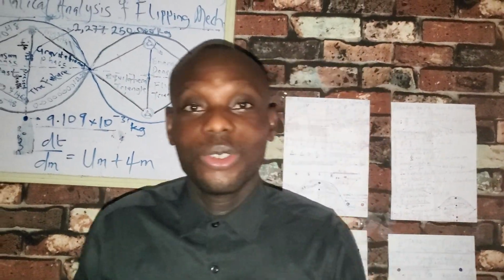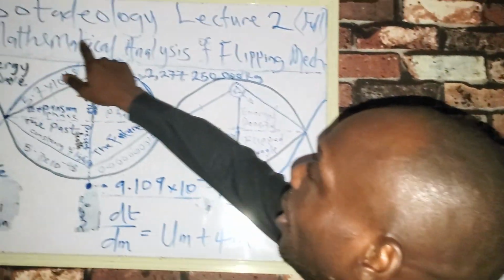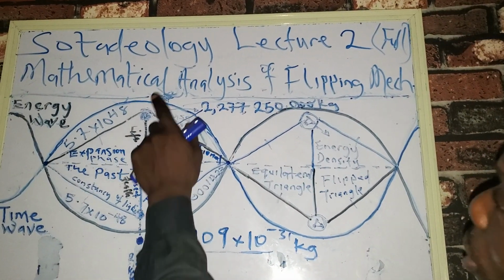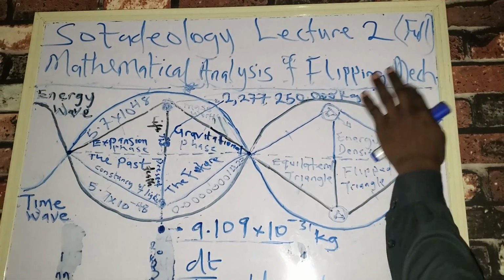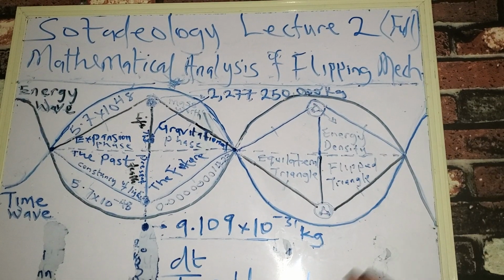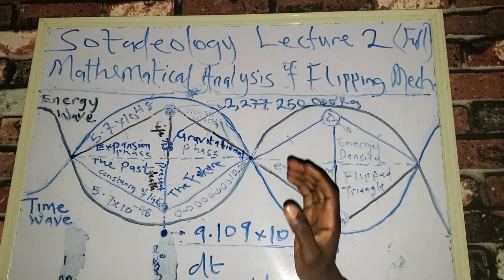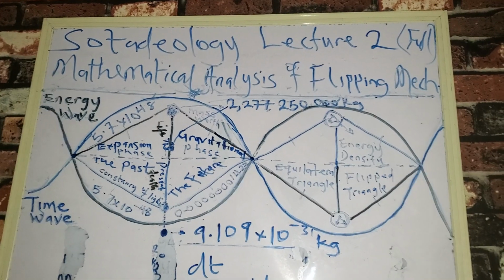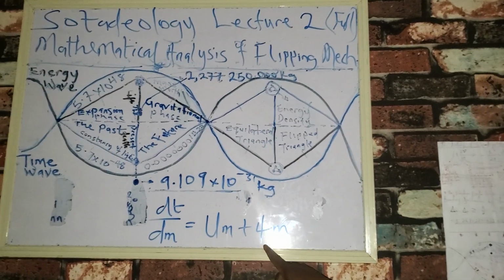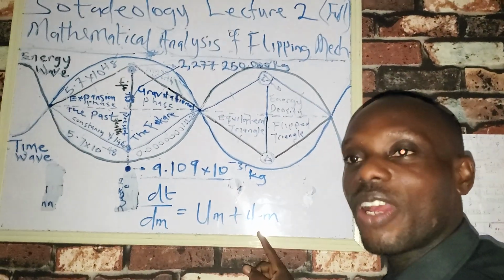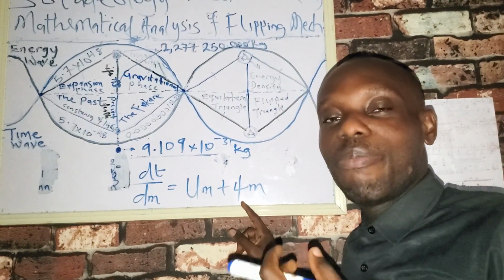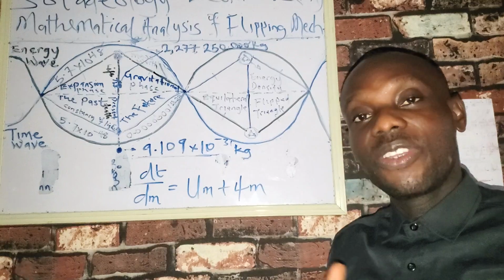In today's video, I want us to treat Sotadeology Lecture 2, full video: mathematical analysis of the flipping mechanism of the universe. We're going to use the time energy wave model to illustrate the flipping mechanism of the universe by using this formula of everything. Now, this formula of everything is a kind of formula that iterates. What I mean by that is that it's a formula that feeds back on itself.